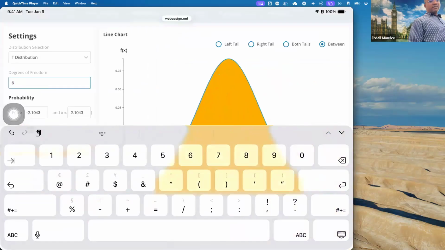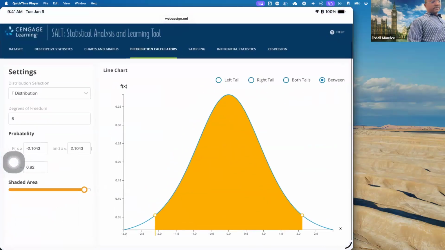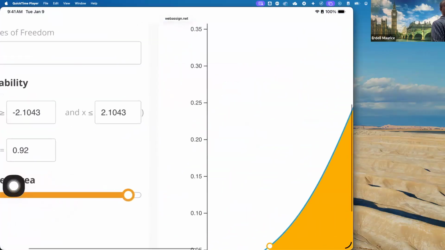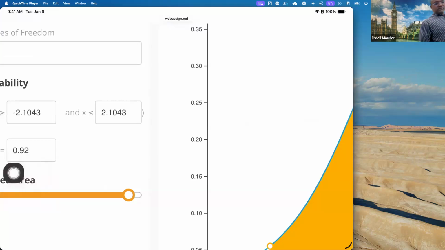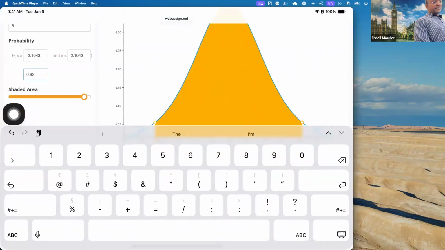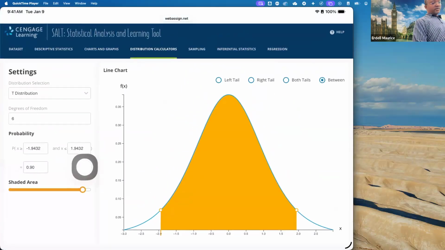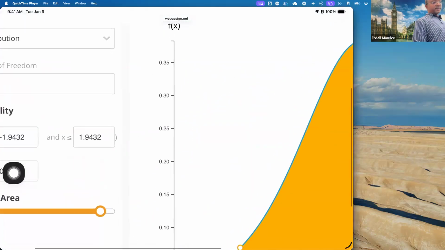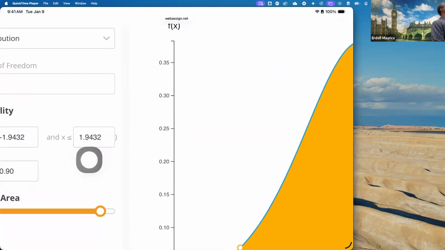Just like a while ago, we always select between. And then we just put in our confidence level. Was it 95% or 92? Let me go back and see. It was a 90% confidence level. And so we just put in 90%, 0.90. And then notice they're the same. You take the positive value, 1.9432. That's going to be our critical value.